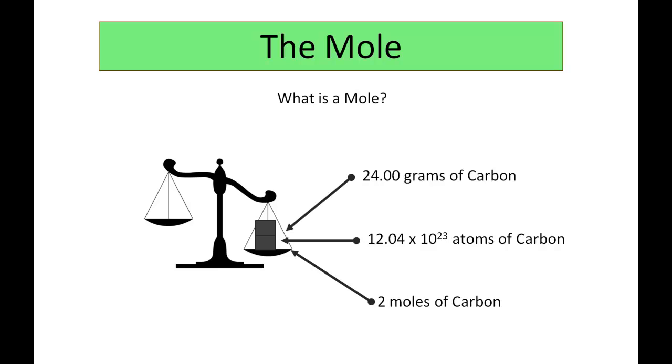You could do this with any element on the periodic table, and the only thing that would change would be the grams. For example, oxygen would weigh 16 grams if it had 1 mole, and 32 grams if it had 2 moles. But the number of atoms of oxygen compared to those of carbon would be the same.